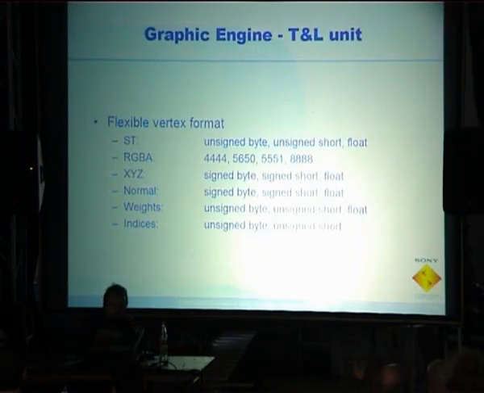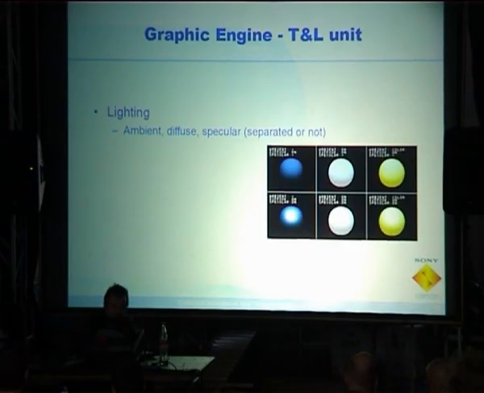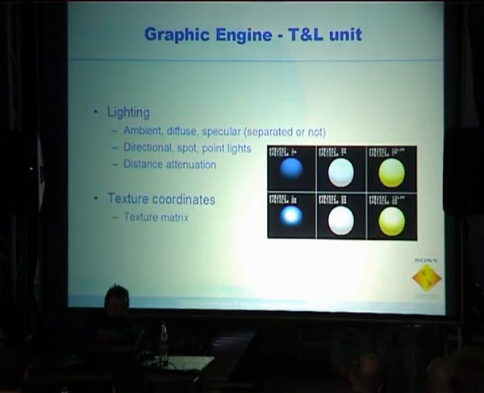The TNL unit supports flexible vertex formats, like you're probably used to from doing OpenGL stuff. You can define your vertices in different formats, however you feel like, however your engine needs. With different lighting modes: ambient, diffuse, specular, directional, spot, point, distance attenuation. Texture matrices and environment mapping, everything is included in hardware. So you don't have to calculate all this stuff yourself.